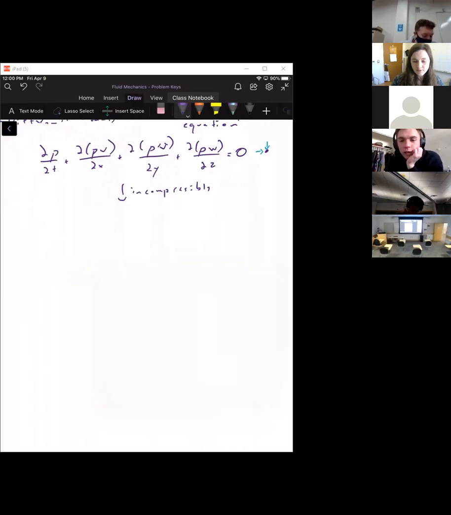The rho terms go away. Incompressible means density is constant, so d rho dt is just gone. And all the other rho terms just cancel out because they're the same. And we get du dx plus dv dy plus dw dz is equal to 0.